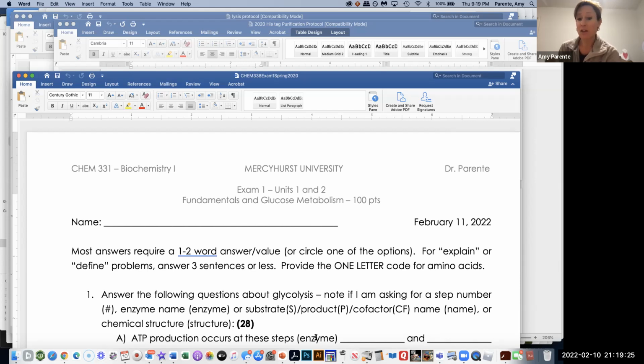So you might see another question. I'm not going to have the same question about the same thing, but the question could also say ATP production occurs at these steps. Then I'd put a number in, and then you'd say 7 and 10. Where here it's going to be your enzyme names. Okay, does anybody want to take a stab at what these enzyme names are?